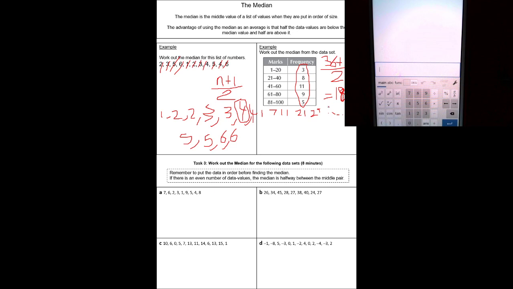Okay. We're looking for the 18.5th one. So where does that fall? So 3, 11, 22. It's going to fall between 41 and 60. So we're going to say 41 to 60. Okay. You go. Remember to sort the data into order. You've got lots of questions on that.